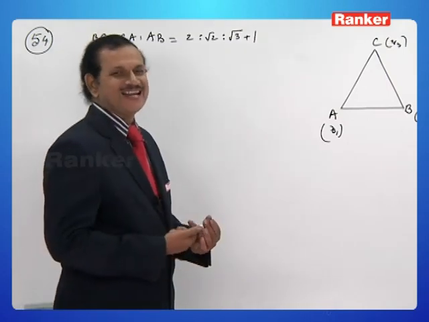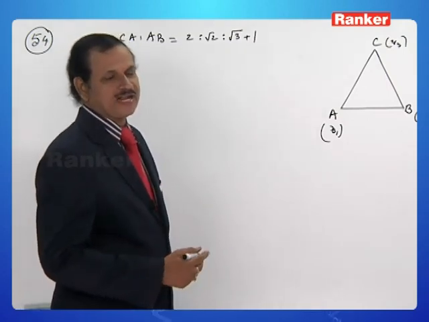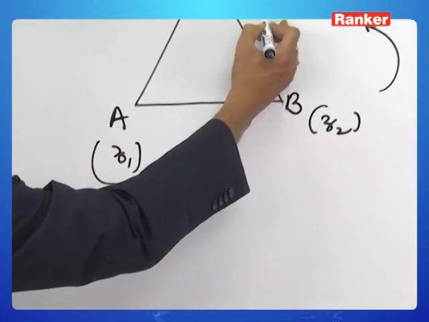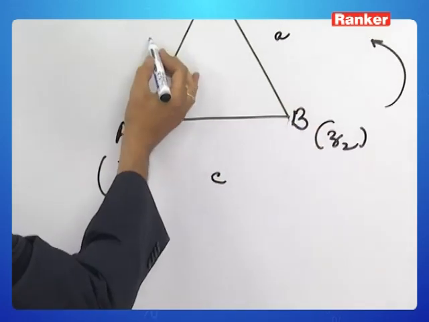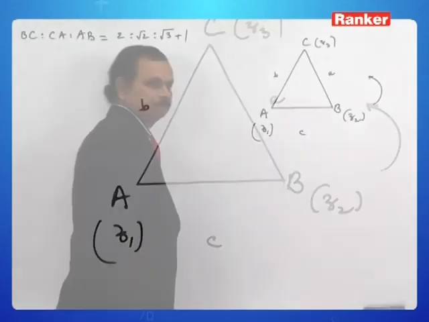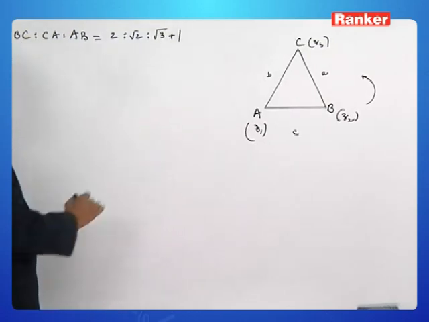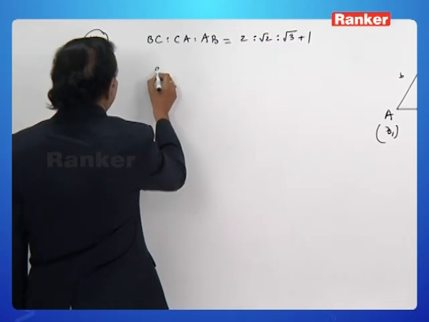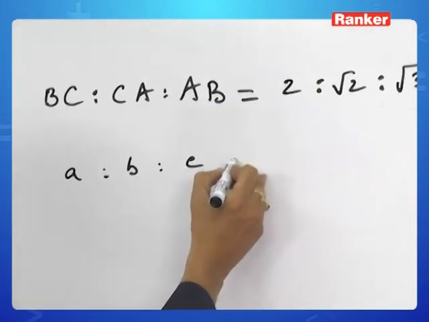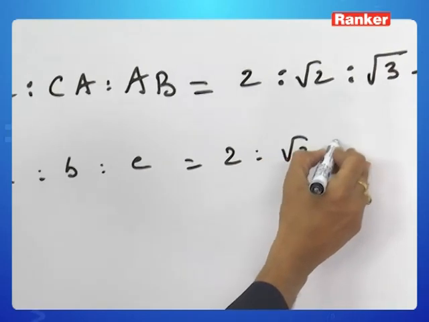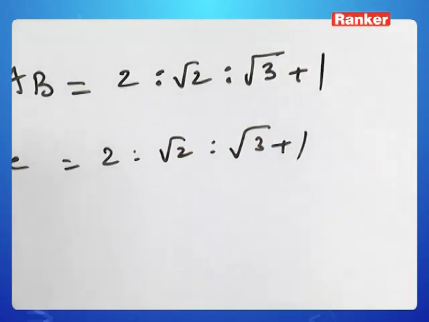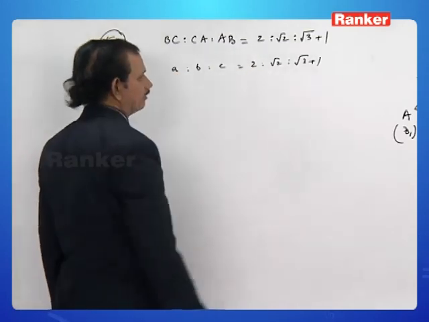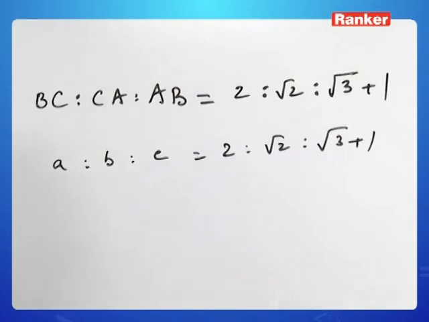With our general customary habit of properties of triangles from trigonometry, this side will be denoted by small c, this side will be denoted by small a, this side will be denoted by small b. Okay, with that customary habit, we notice that a : b : c is equal to 2 : root 2 : root 3 plus 1. That is, a by 2 is equal to b by root 2 is equal to c by root 3 plus 1.